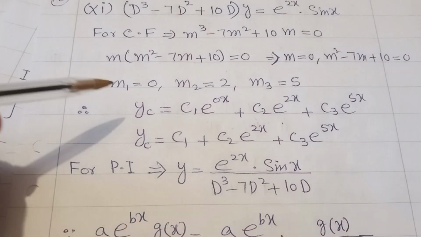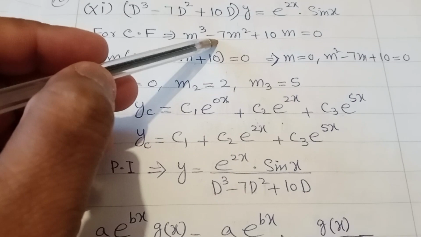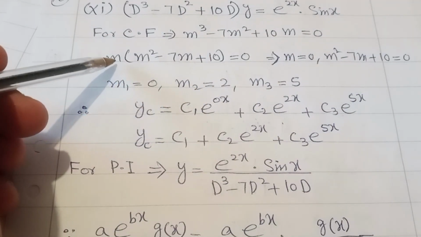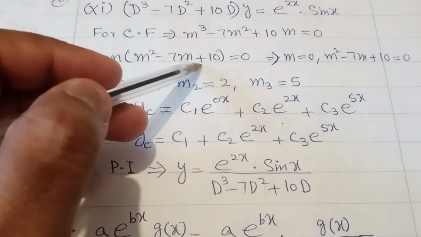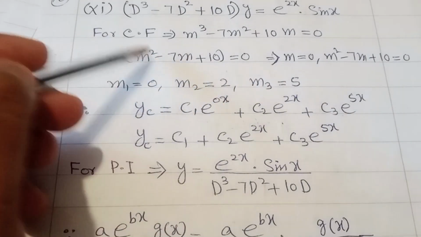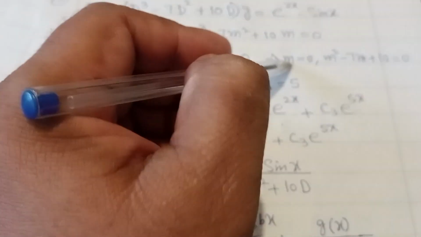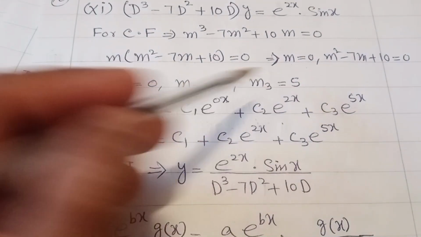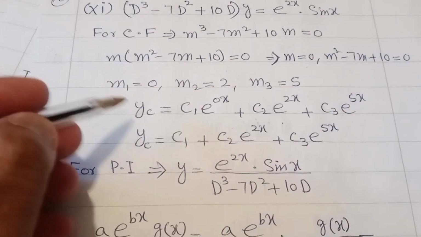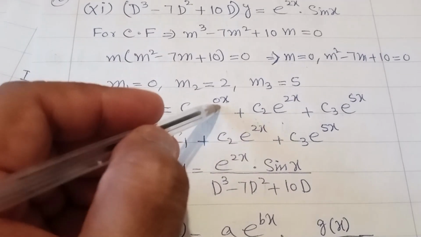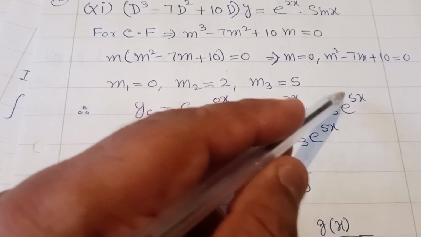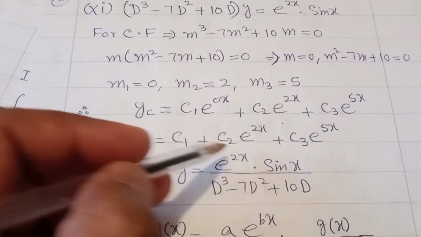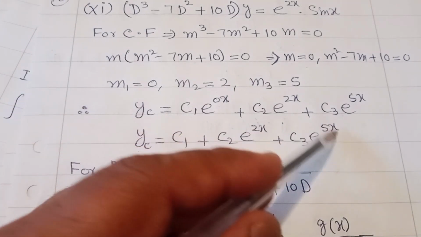So the auxiliary equation of the given equation will be m³ − 7m² + 10m = 0. By taking common m from the entire terms, that will be m(m² − 7m + 10) = 0, so that we will get the three roots: m = 0, or from this quadratic equation m = 2 and m = 5. Now the complementary function can be written as yc = c1 e^(m1x) + c2 e^(m2x) + c3 e^(m3x). So that will be yc = c1 + c2 e^(2x) + c3 e^(5x).